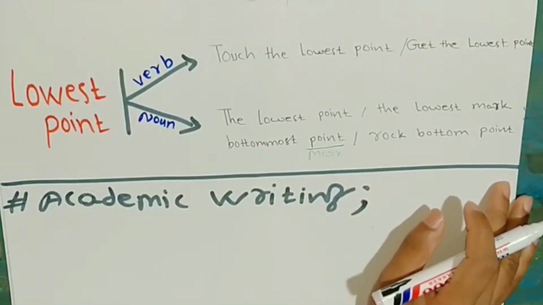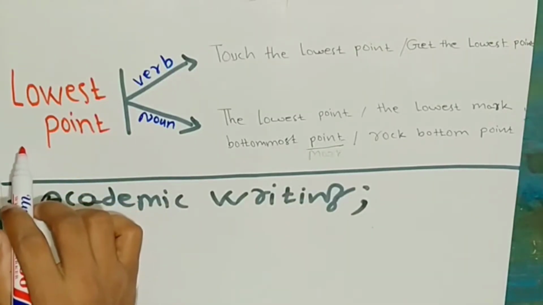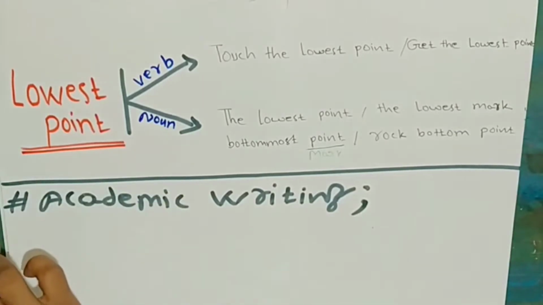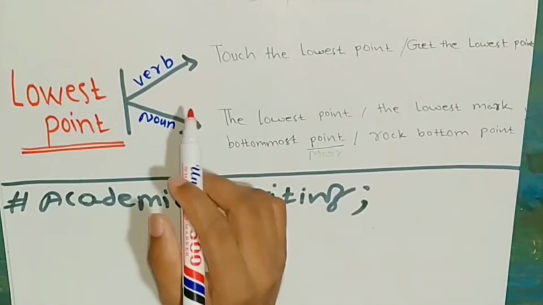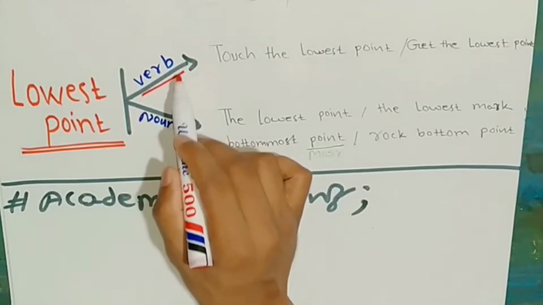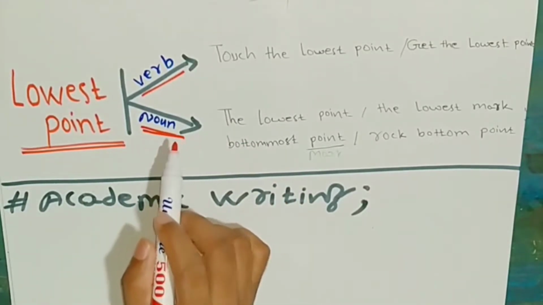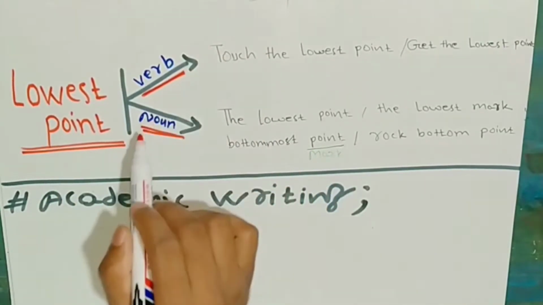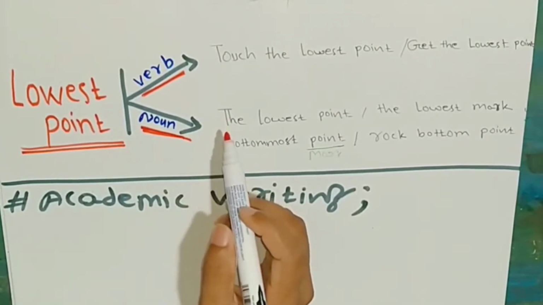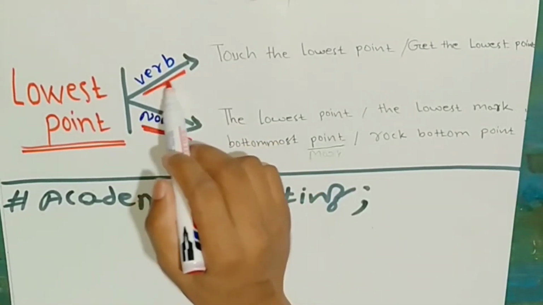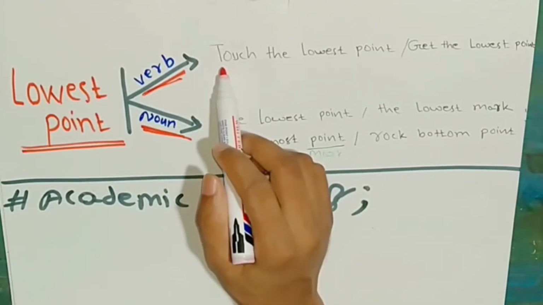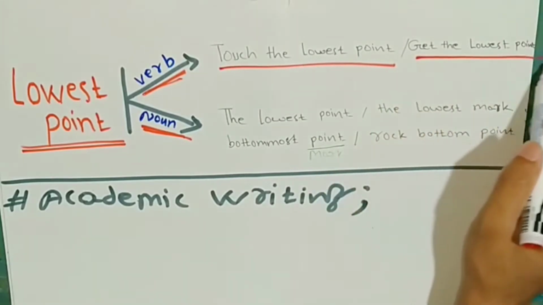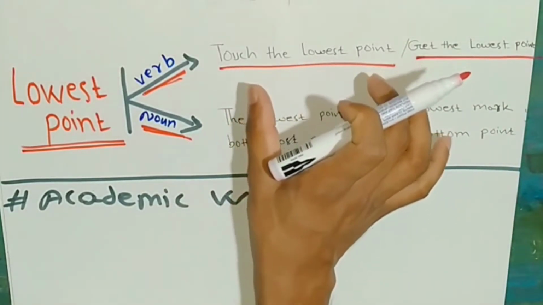So let's see what vocabulary we have to show the lowest point of the graph, right? We have also the same here. We have verb forms and noun forms, right? To show the lowest point, we have divided the words into two forms, verb forms and noun forms. So let's see what the words are in the verb form. In the verb form, we have some phrasal verbs, for example, touch the lowest point, get the lowest point, right? These are the phrasal verbs, right?